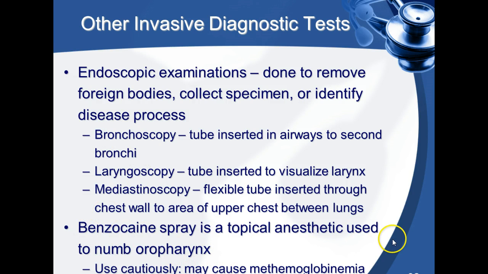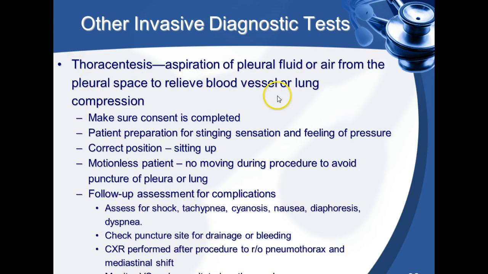So right here, they say that the benzocaine spray is a topical anesthetic used to numb the oral pharynx. And you just have to make sure that you don't leave it on there too long so it won't damage the skin.